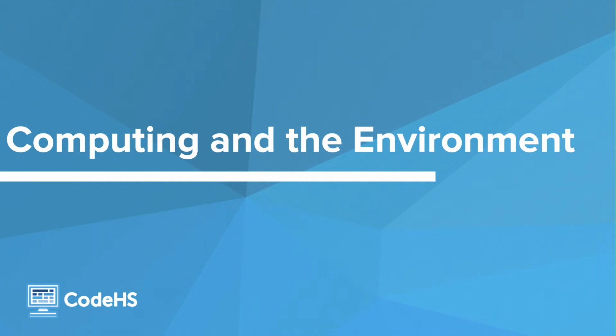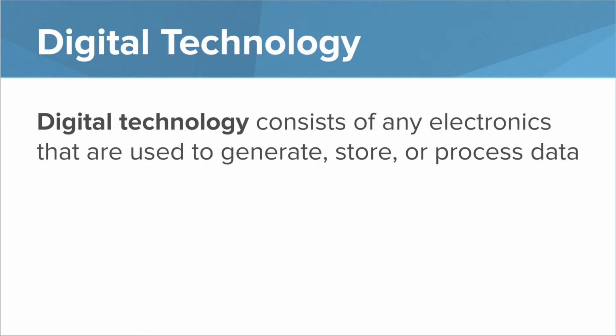Hi, in this lesson, we'll take a look at the impacts that computers and other digital technologies have on the environment. Digital technology has become a very important part of our lives, and we interact with it on a daily basis. There are many different types of digital technologies, and they all have different roles and purposes. But in simplest terms, digital technology consists of any electronics that are used to generate, store, or process data.